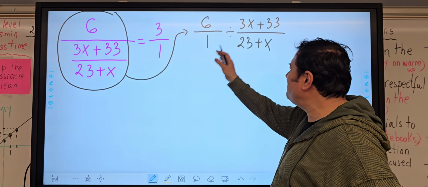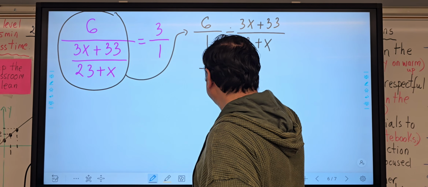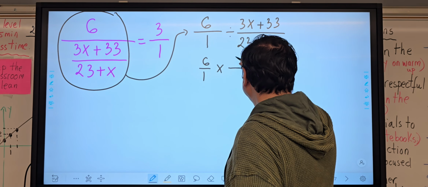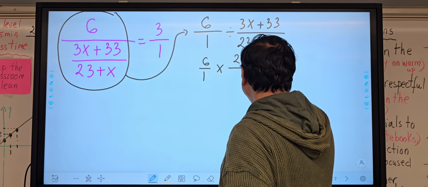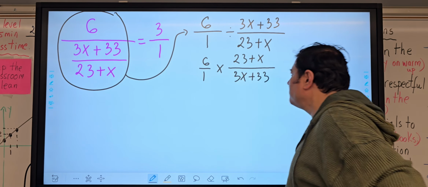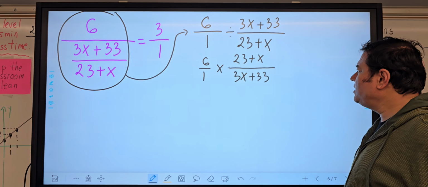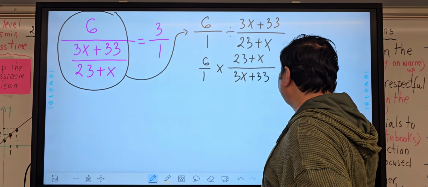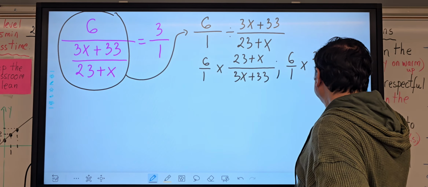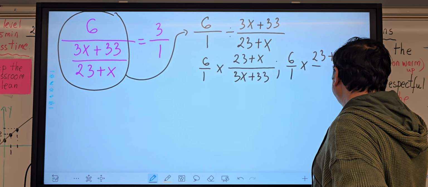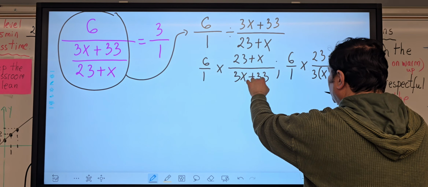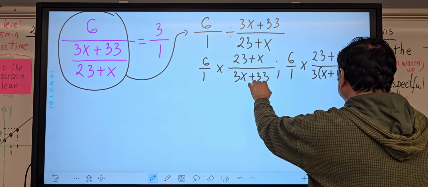Okay, so remember, keep, change, flip. The first one stays the same, 6 over 1, change division into multiplication, and now we are going to bring 23 plus x on the top and 3x plus 33 on the bottom, right? And here we can see we can factor a 3 out. So we have 6 over 1 times 23 plus x, and on the bottom we can pull the 3 out: 3 times x plus 11, since 33 divided by 3 is 11.